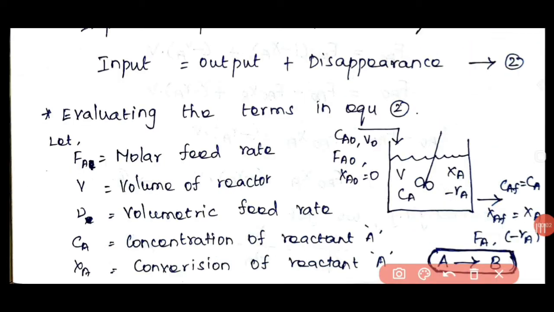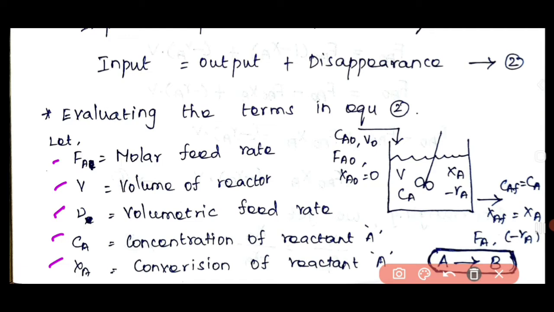Next we are going to evaluate all the terms in equation number 2, that is input, output and disappearance. Before evaluating, first we should know the notations of the mixed flow reactor. So here FA is the molar feed rate, V is the volume of the reactor, v is the volumetric flow rate, Ca is the concentration of reactant A, and Xa is the conversion of reactant A.